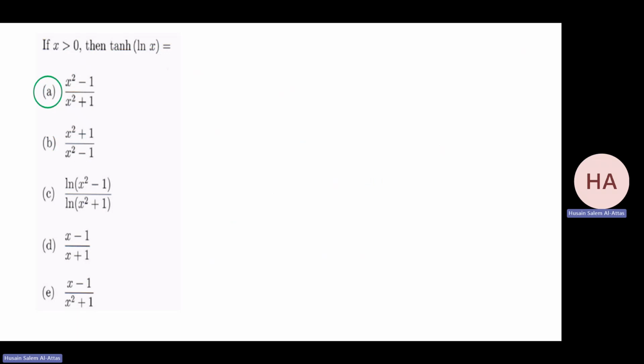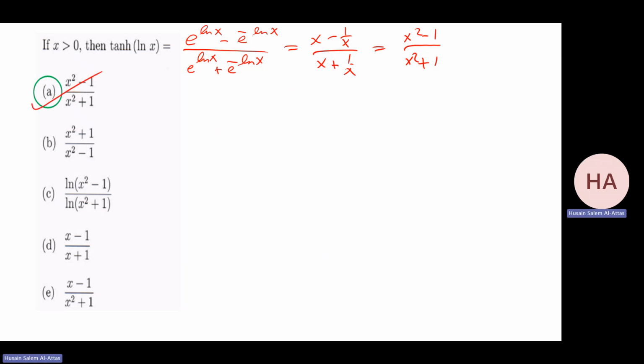Okay, if x is positive, tan hyperbolic ln x will be e to the power ln x minus e to the power minus ln x over 2, over 2 cancelled. So I have x minus 1 over x, over x plus 1 over x. That will be x squared minus 1 over x squared plus 1. Now take it over x, this will be cancelled. So this is the answer.